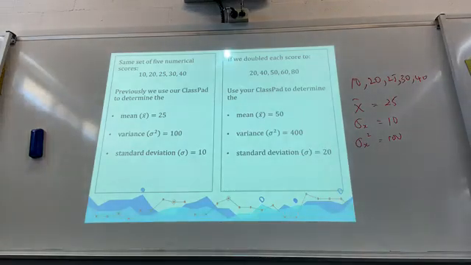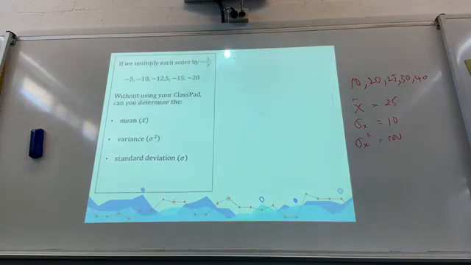Yeah. So, without using your class pad, I want you to think about what would happen to the mean, the variance and the standard deviation, if we multiply each score by minus half. You can't have a negative standard deviation. What would the standard deviation be? What would the variance be? What would the mean be? It's just a positive version of it.